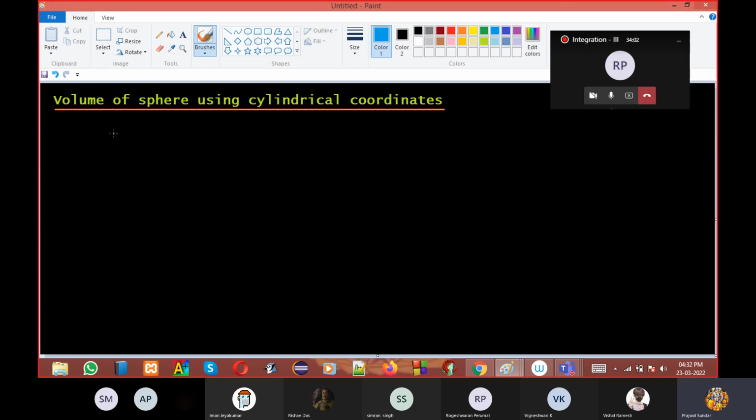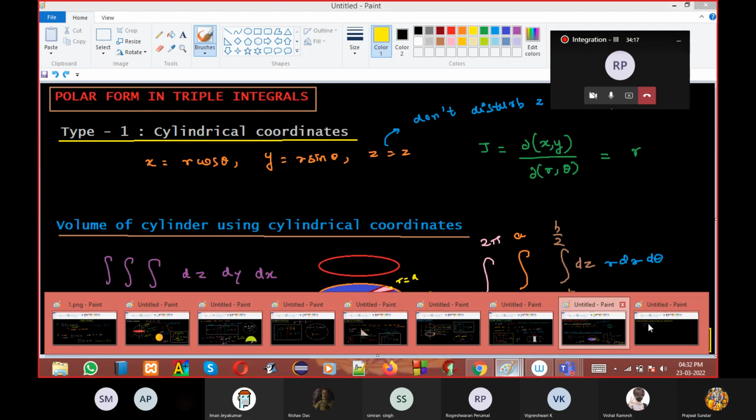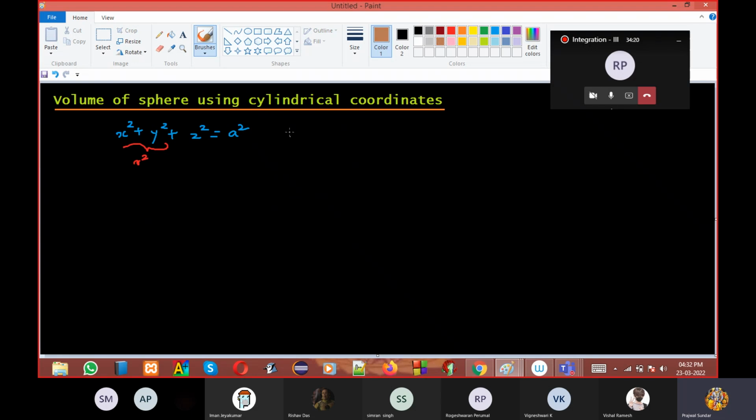What is the equation of the sphere? x squared plus y squared plus z squared equal to a squared. Now, when I take cylindrical coordinates, can I say this will become r squared? If this is r squared, I'm actually having the equation r squared plus z squared equal to a squared. This is the equation of the sphere.